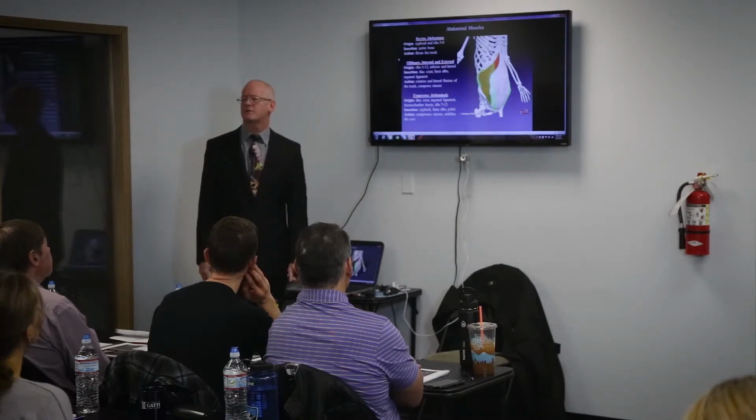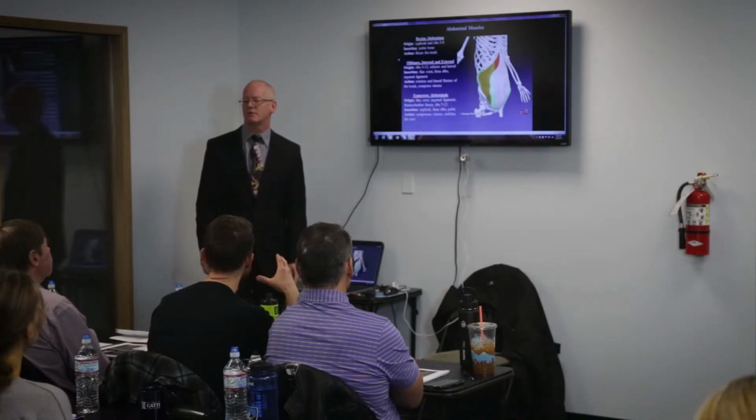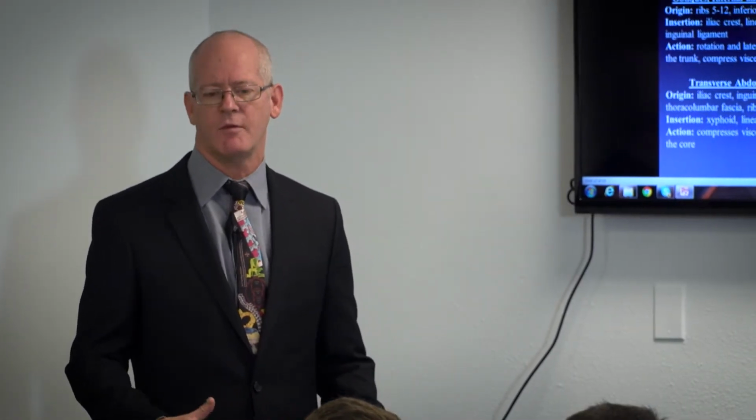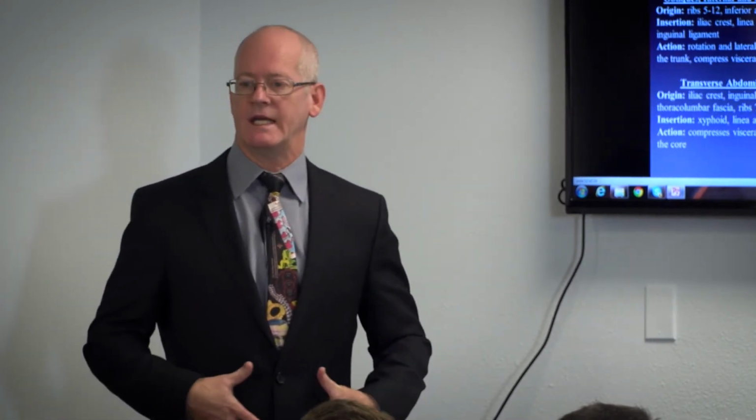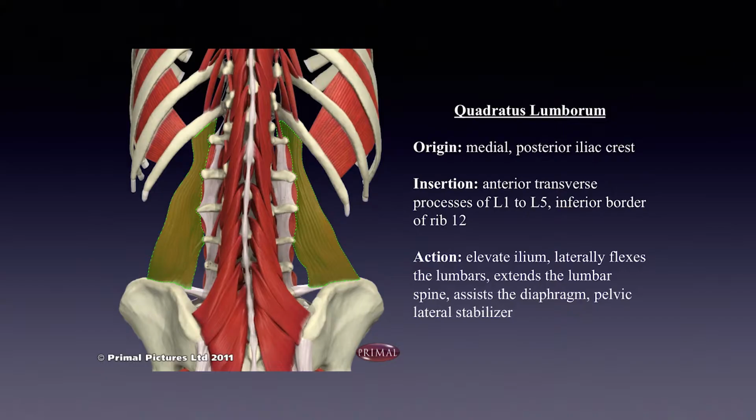How does the transverse ab, what does it do? Does anybody know? It compresses the viscera, so it holds everything in. And if it's the primary core muscle, before we do any move, it's got to stabilize. It's our stabilizer. And so if it's distorted, there's a lot of challenges that person's going to have.